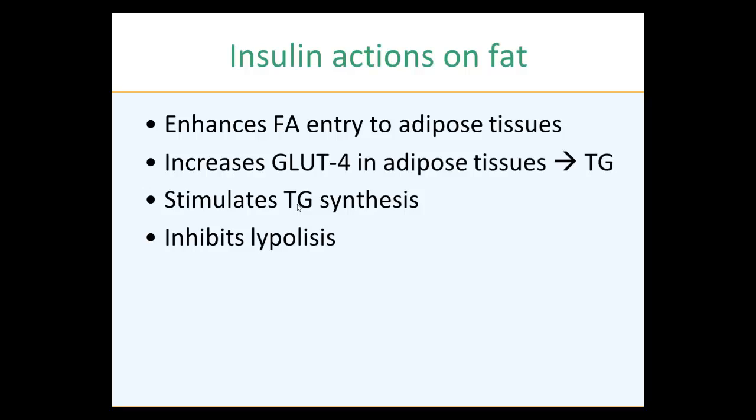So what does insulin do with the fat? Well, it enhances the fatty acid entry to the adipose tissue. It increases the GLUT4 transporters. Remember, GLUT4 is the only one that's regulated by insulin. And so what happens when you increase GLUT4 to the adipose tissue? Now the adipose tissue will take more sugar. What is it going to do with that sugar? Obviously, the adipose tissue is not going to make glycogen out of it. It's going to make triglyceride out of it. So you're stimulating the triglyceride synthesis. You're inhibiting the enzymes associated with lipolysis. It inhibits the breakup of fat. Sounds good? Okay. Why does it inhibit the breakup of fat? Well, you just ate. Why would you break up fat at this point, right?